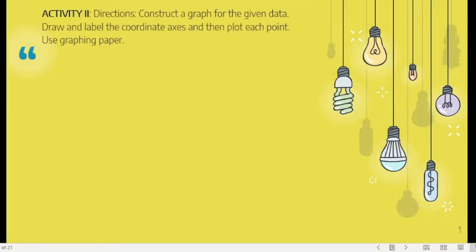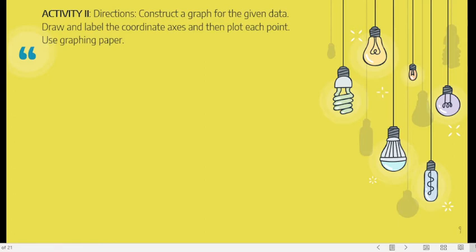So activity 2, construct a graph for the given data. Draw and label the coordinate axis and then plot each point using a graphing paper. I know you are familiar with graphing in the x and y coordinate, but this time instead of having 4 quadrants, let us take only the first quadrant, the positive values for x and positive values for y. I know you're familiar with this, that's why I'm not going to give another example. You may use a graphing paper, or if you do not have a graphing paper, you may use your notebooks.